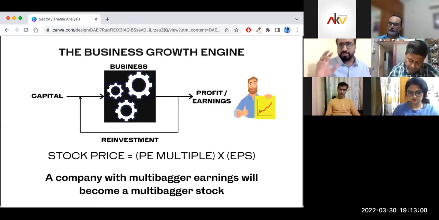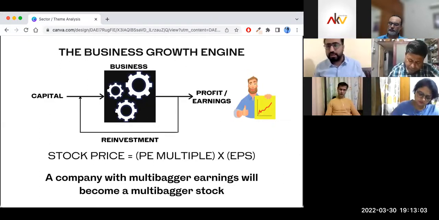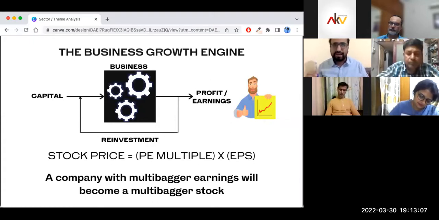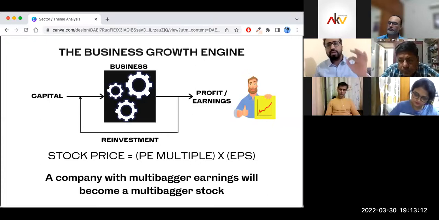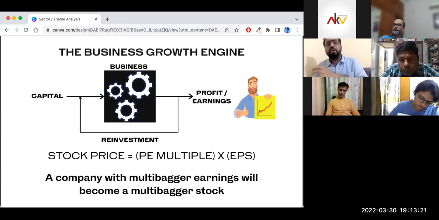Business, if you consider it as a black box, all the processes, the entire technology is within that black box. That business black box only does one thing really well, which is to convert capital, which is input, into profits, earnings, revenue, which is output. If you reinvest some part of your revenue, some part of your cash flow into the business again, you will have tremendous growth.